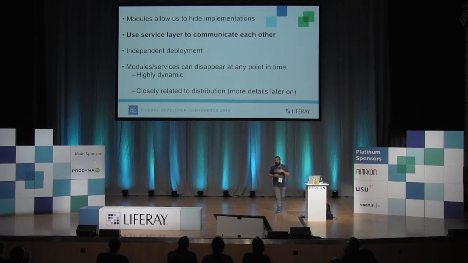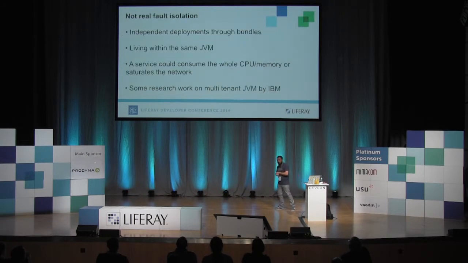Let's suppose, as is some of the work we are doing right now, we are getting modules out of the core, like the polls, bookmarks, Amazon rankings, whatever. And we are moving them out of the core, and we get independent deployment. What does it mean? That I can deploy the polls independently of the whole portal, or the bookmarks, or the message boards, and they communicate with each other using services. So these services can appear and disappear at any point in time. And this is very related to distribution. We will talk about that later on.